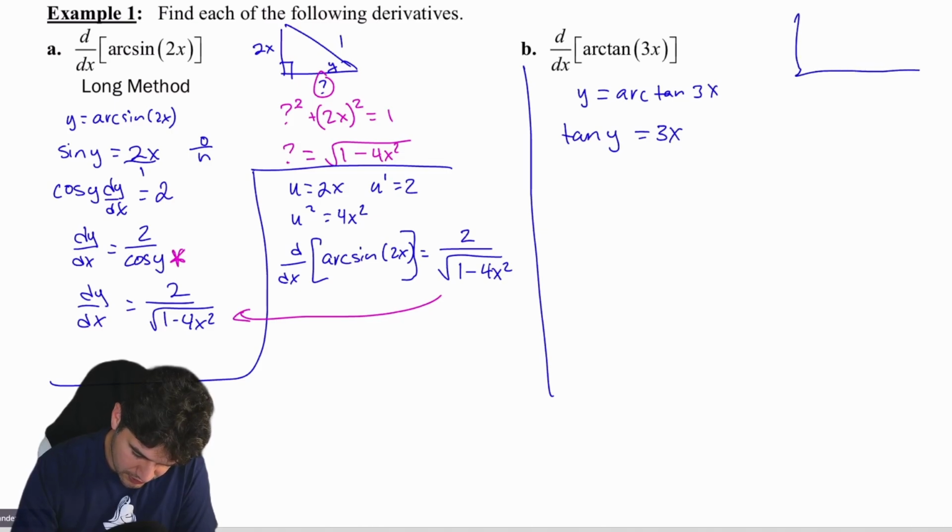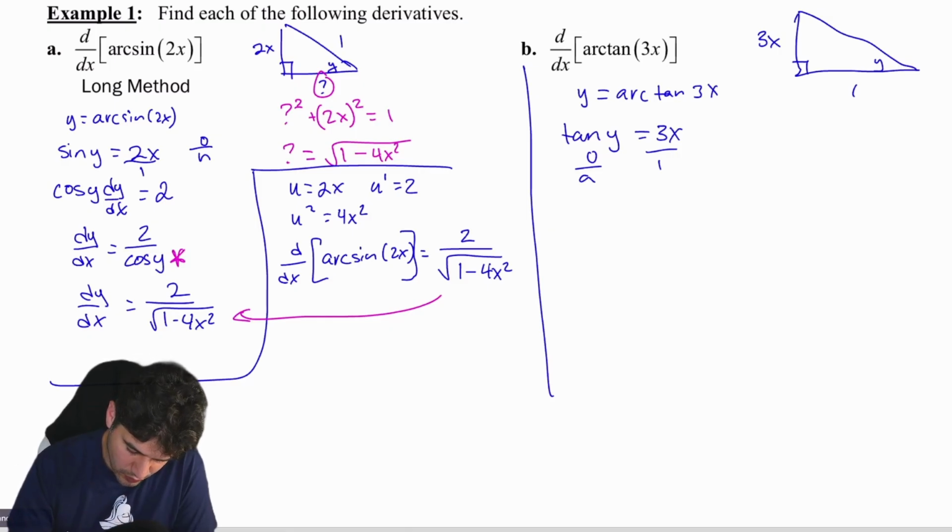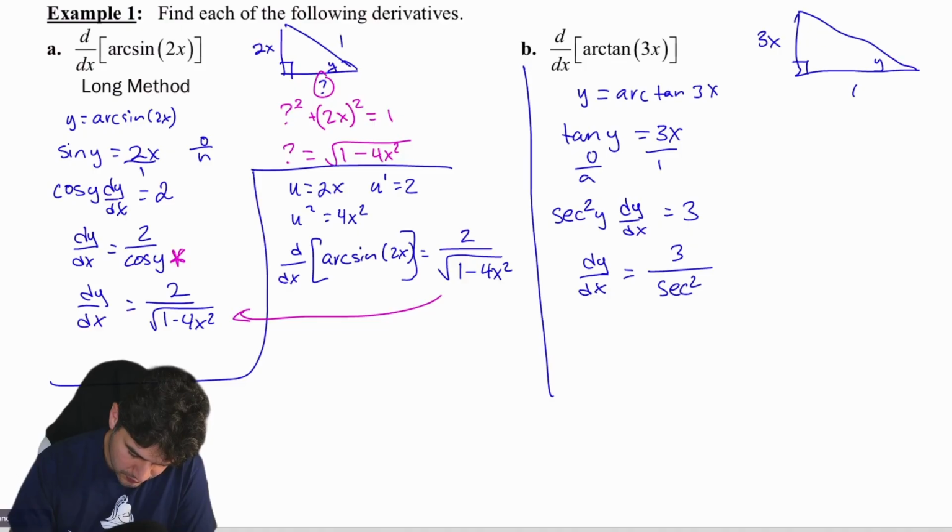I'm going to get my little triangle. Tangent is opposite over adjacent, so this is 3x over 1, as long as I put y right there. So what is the derivative of tangent of y? That's secant squared y times dy dx, which equals 3. That means dy dx is equal to 3 over secant squared of y.